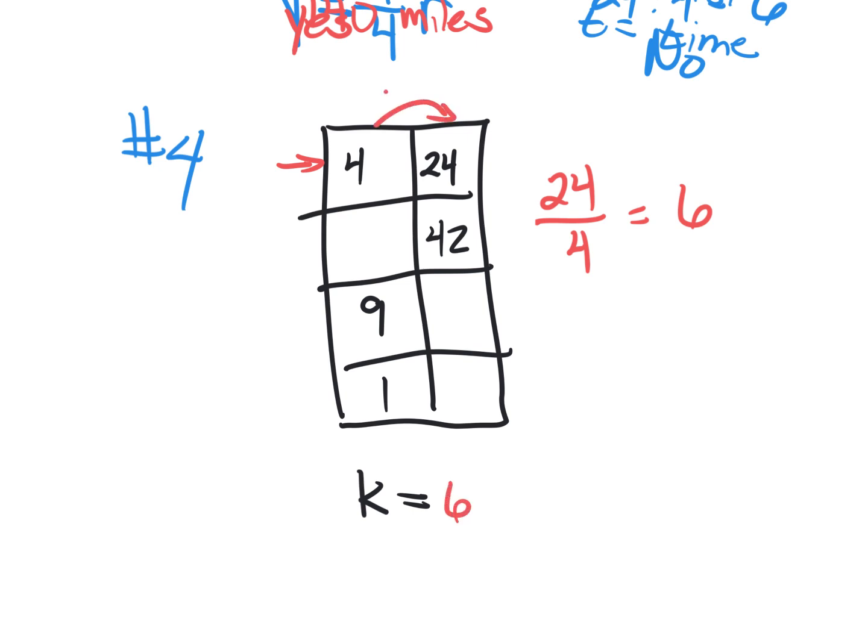If we go this way, we're multiplying by 6. If we go this way, we're dividing by 6. So 42, we're going backwards, so we're going to divide by 6. 42 divided by 6 is 7. Now 9 times 6, because we're going forwards, is 54, and 1 times 6 is 6. Remember, the number next to 1 is your constant of proportionality.